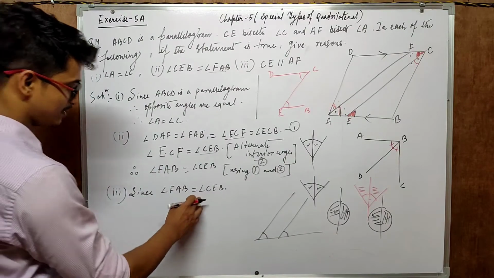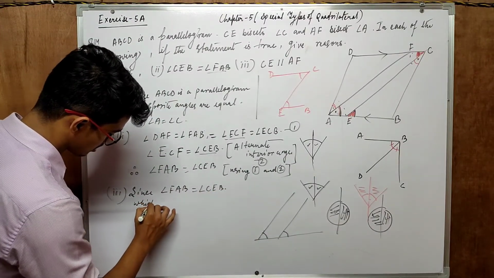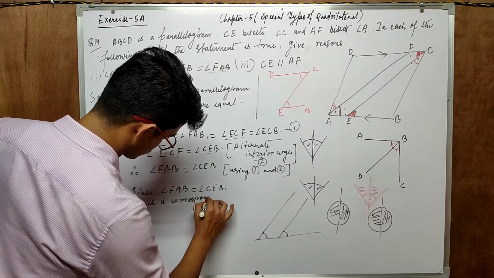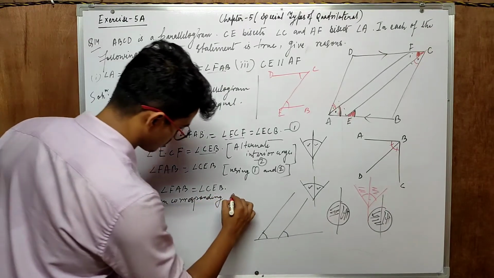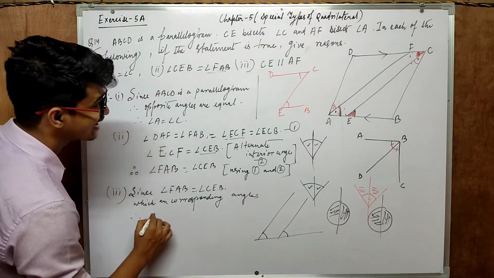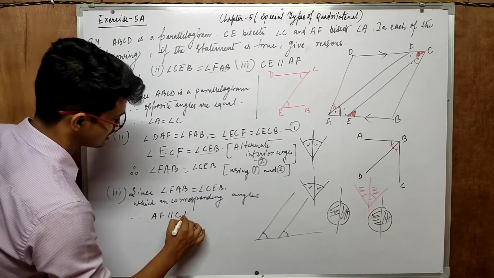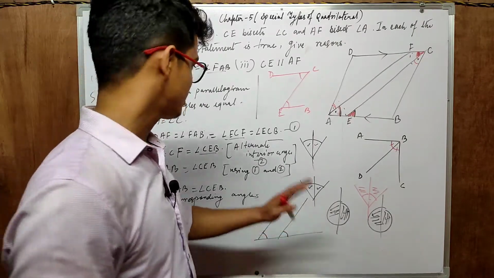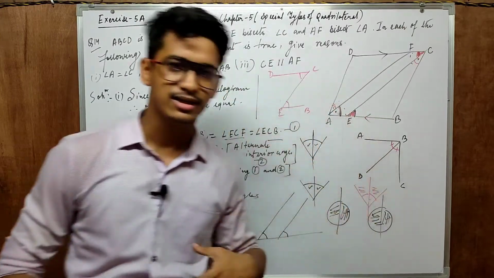So that means FAB equal to CEB, which are corresponding angles. Therefore CAF parallel to CE.